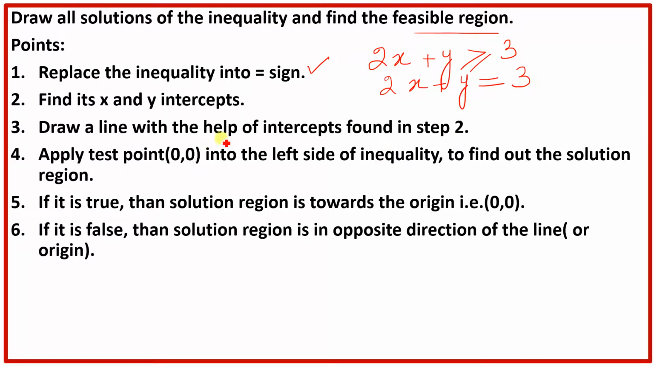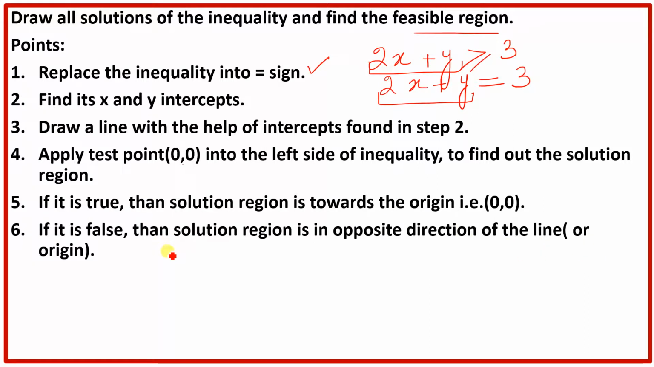After we draw the line on the graph, we apply the test point 0, 0 to the left side of the inequality. What is the meaning of the left side? This is the left hand side of the inequality. Here we apply the test point, which is 0, 0 at the origin. x is 0, y is also 0. If it is true, then the solution region is towards the origin, and if it is false, then the solution region is in the opposite direction of the line from the origin.